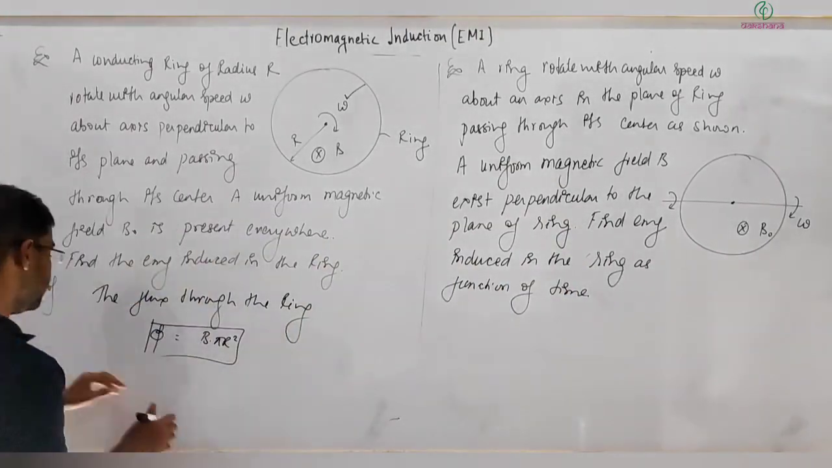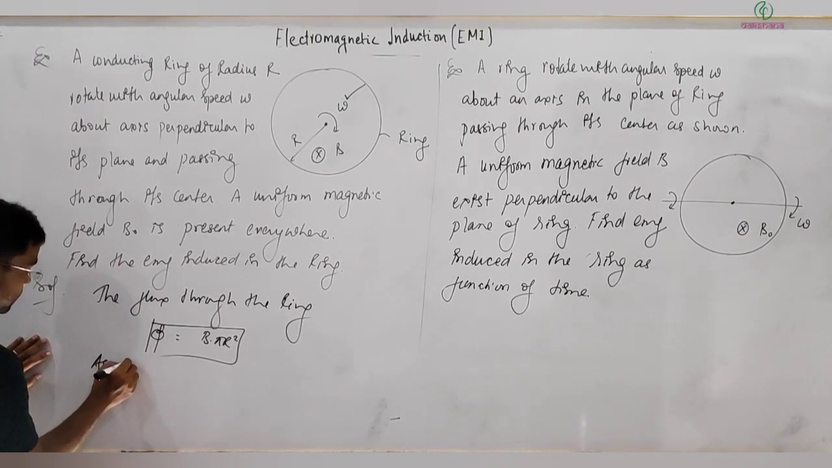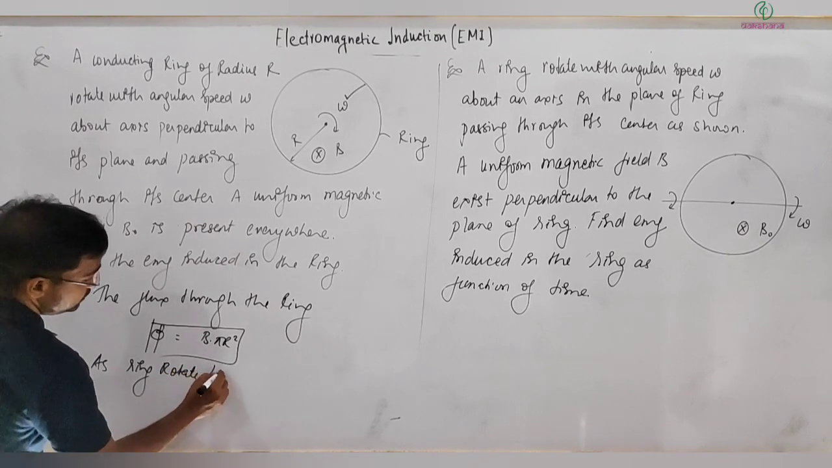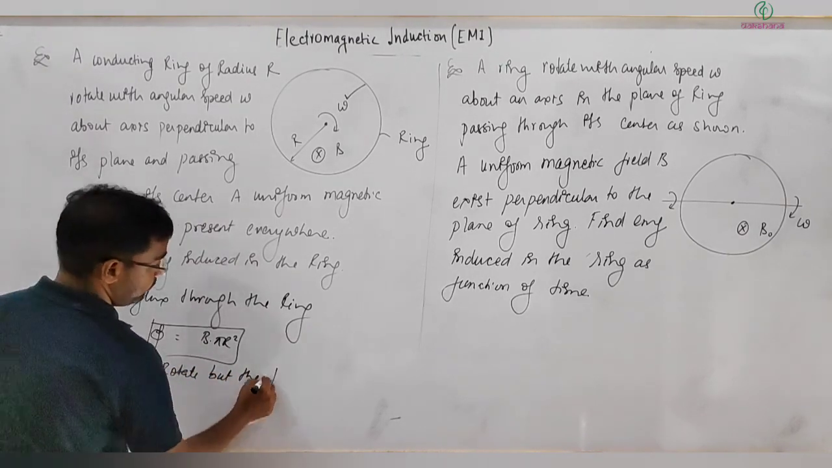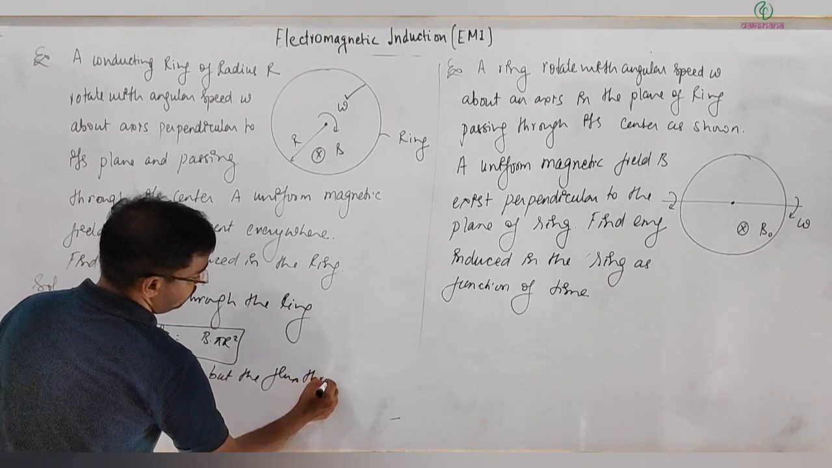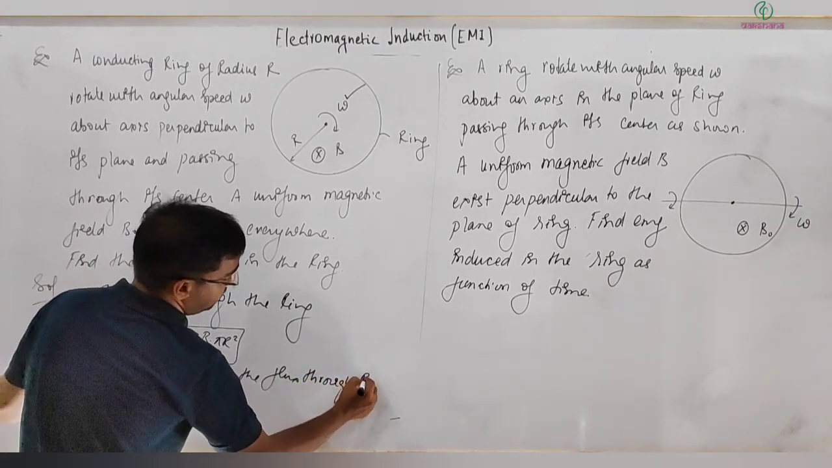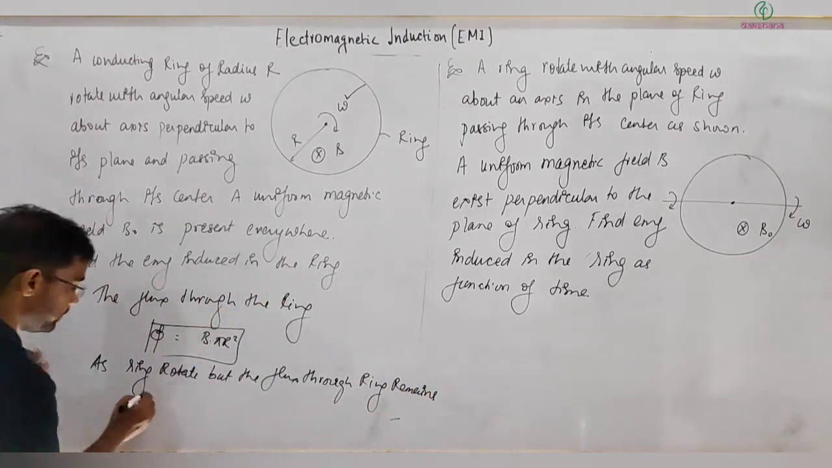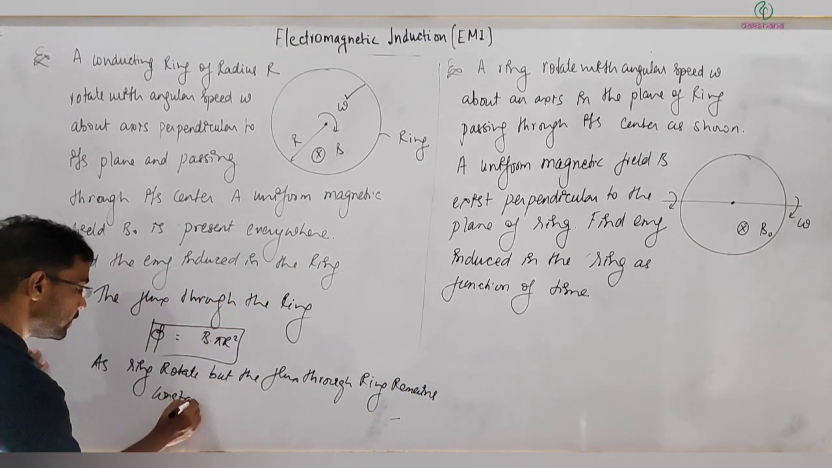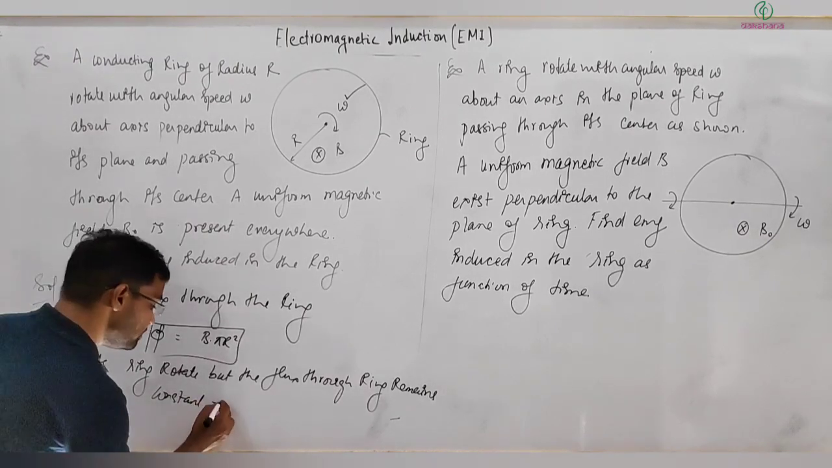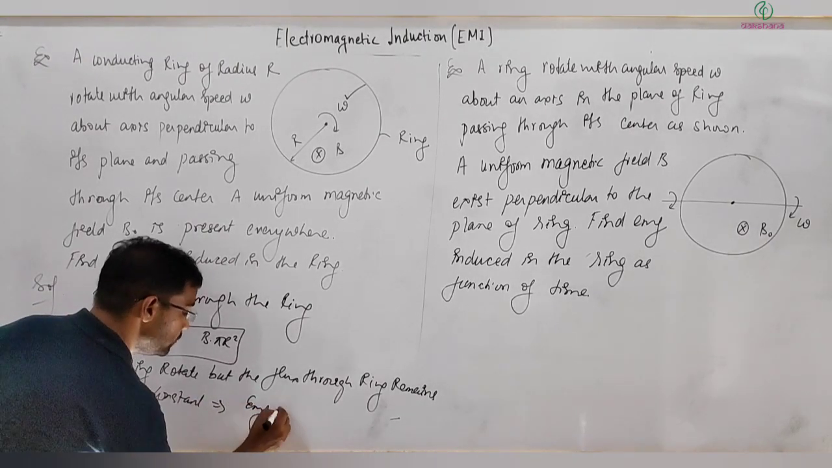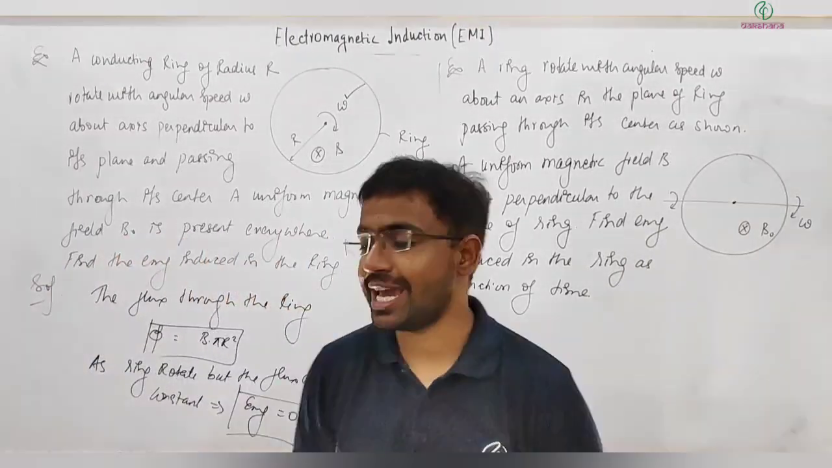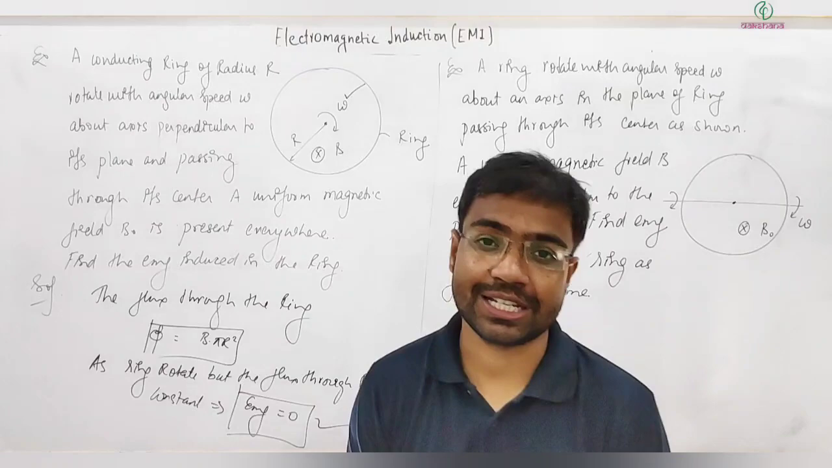So we can say here, as the ring rotates but the flux through the ring remains constant, means flux is not changing, so this implies EMF induced will be 0. So no EMF will be induced as there is no change in flux, right?